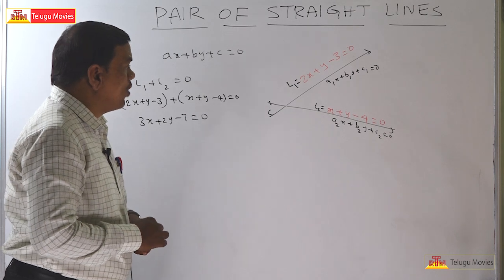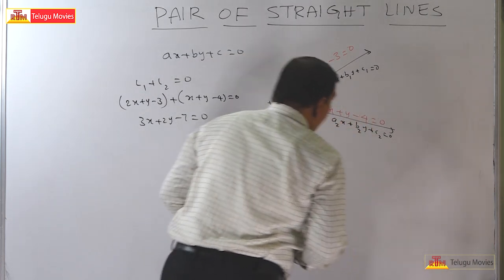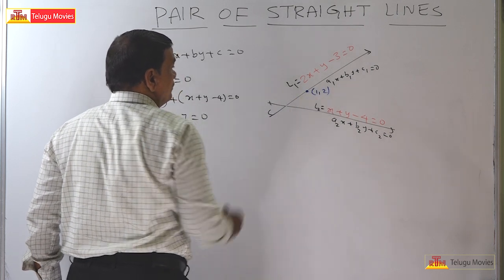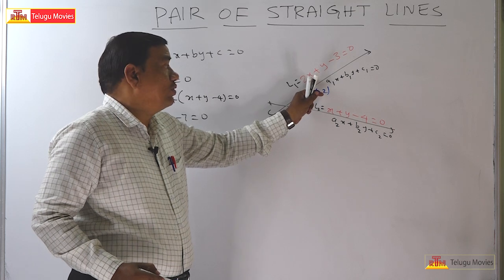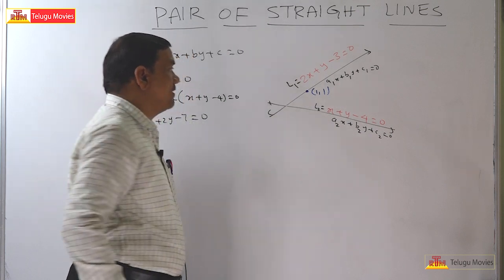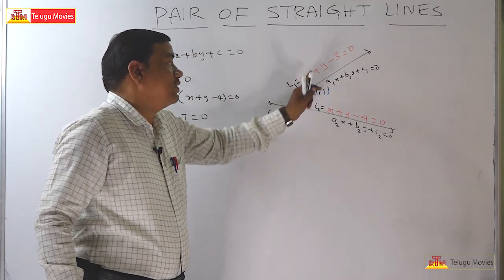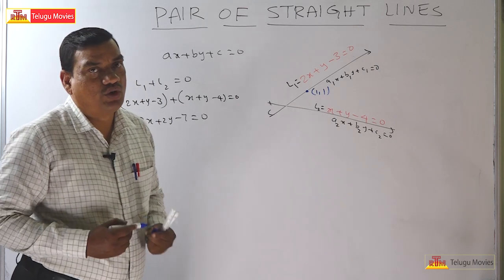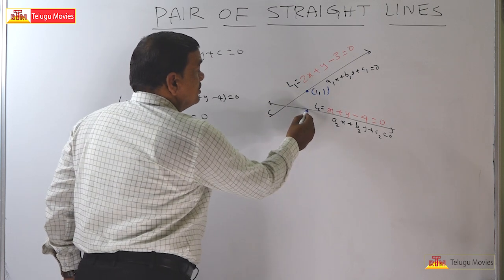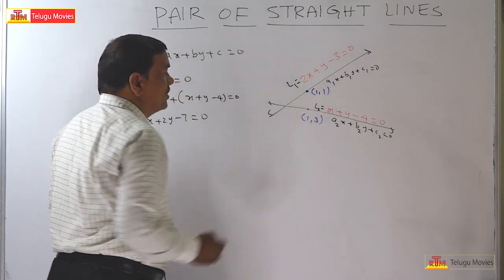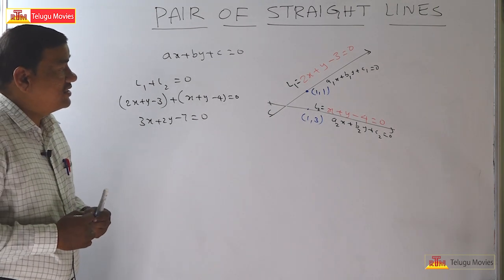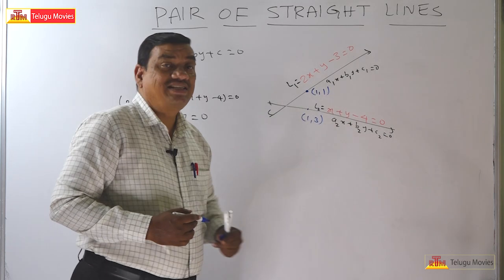Let us take one point on the first line, let us take the point 1 comma 1. 2 into 1 plus 1: 2 plus 1 is 3, 3 minus 3 is 0. So 1 comma 1 satisfies the first line. Let us take another point, 1 comma 3. 1 plus 3 is 4, 4 minus 4 is equal to 0. So 1 comma 3 satisfies the second line.